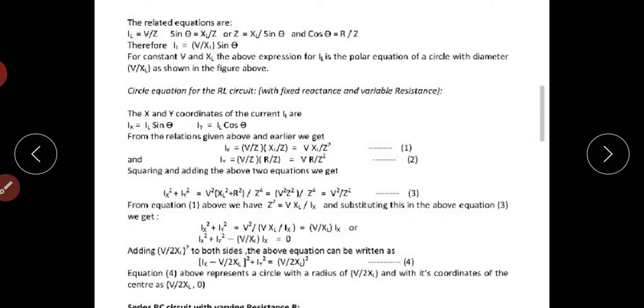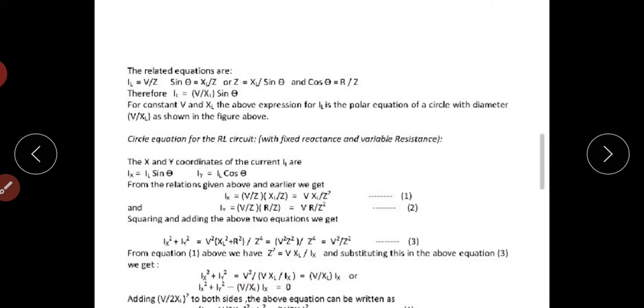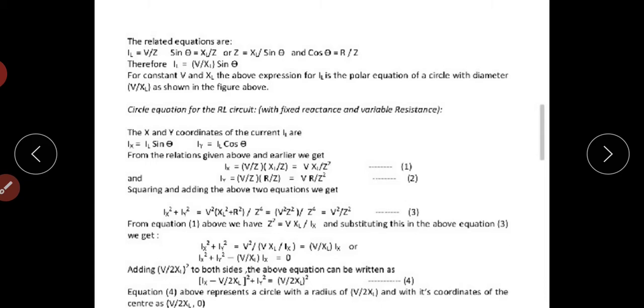Squaring and adding the above two equations, we get Ix square plus Iy square equals V square into R square plus XL square by Z power 4. Since R square plus XL square equals Z square, it is V square into Z square divided by Z power 4, which equals V square by Z square. Now from equation 1 above, we can write Z square in terms of XL: Z square equals V into XL by Ix.